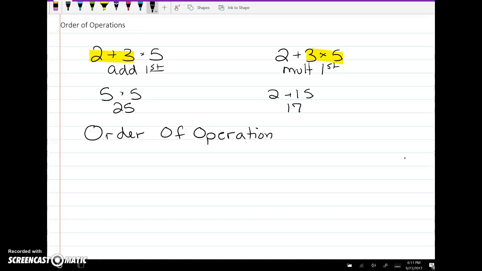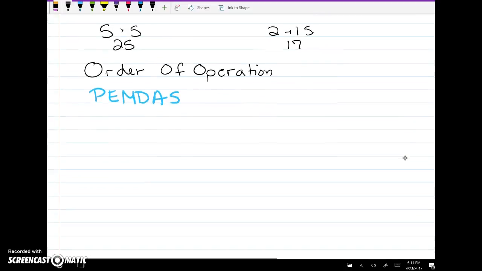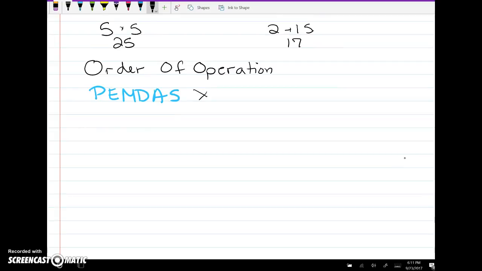You've probably heard this before. You probably heard it as PEMDAS, but we're going to go away from PEMDAS because we are in middle school now and we can talk about more adult things and become more adult mathematicians. So, order of operations. We're not going to talk about PEMDAS.